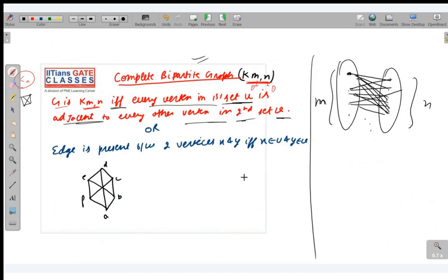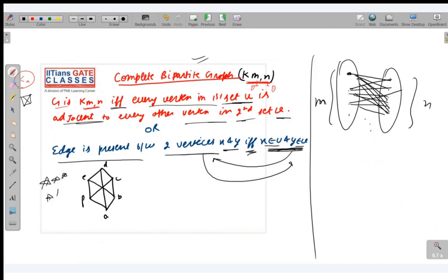So another definition: an edge is present between two vertices x and y if and only if x belongs to U and y belongs to V. If and only if means both ways. So if x belongs to U and y belongs to V, there will be an edge, and if there is an edge, then x belongs to U and y belongs to V. I think you have got it, one and the same thing. Any doubt here? No, sir. Okay, so this is a very important example. This has been asked in GATE many times, and it has many applications.